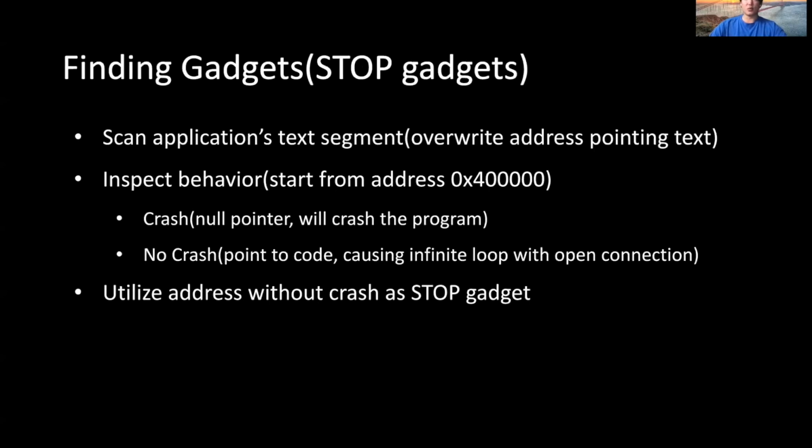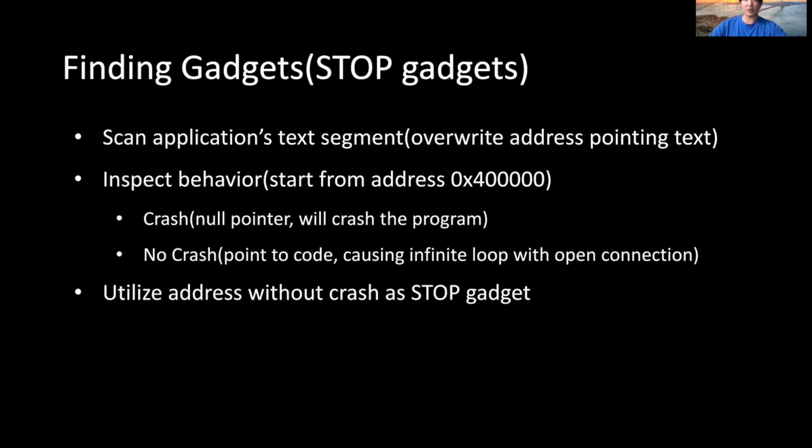To find gadgets, we scan the application's text segment by overriding the saved return address with an address pointing to the text and inspecting program behavior. We can start from the initial stack or 0x400000 on default 64-bit Linux. There will be two behaviors we can observe: crash or no crash. If we find a valid position where we face an infinite loop, we can keep the connection open. We can utilize both crash and non-crash addresses.